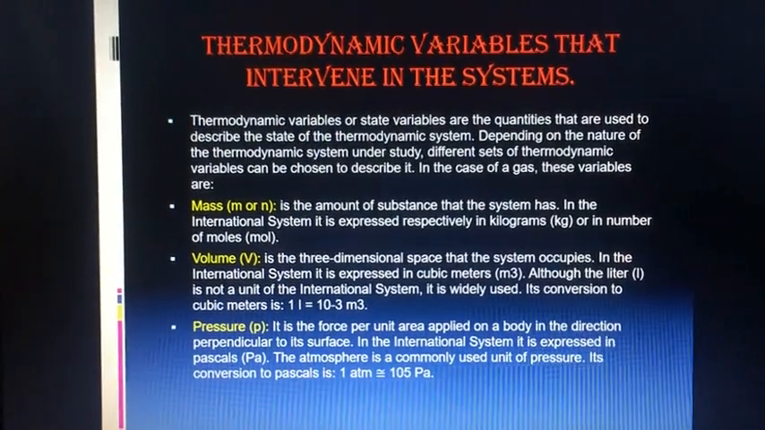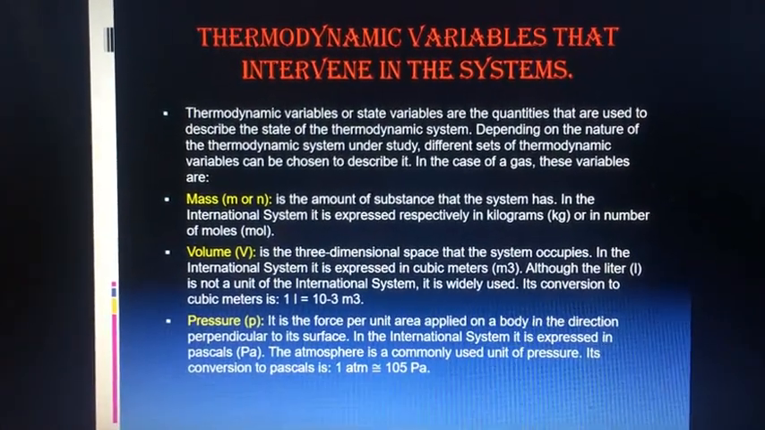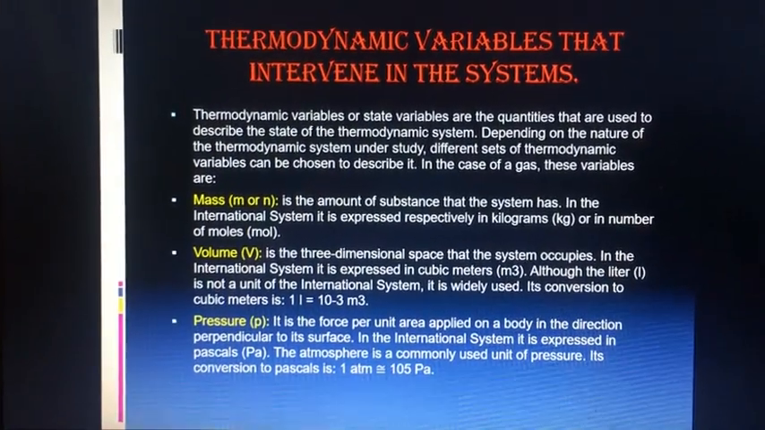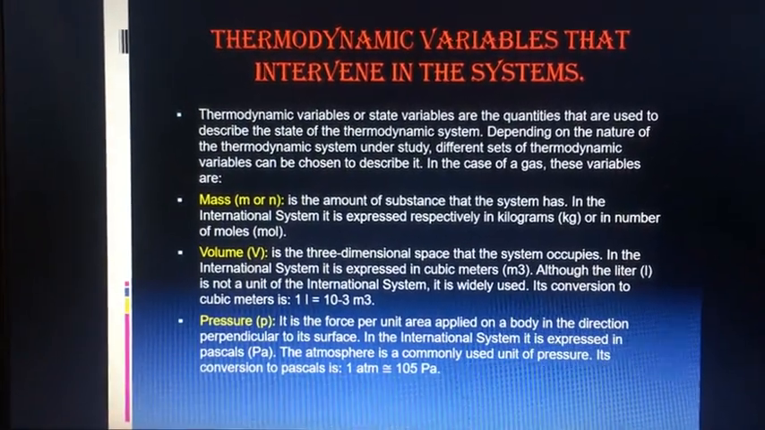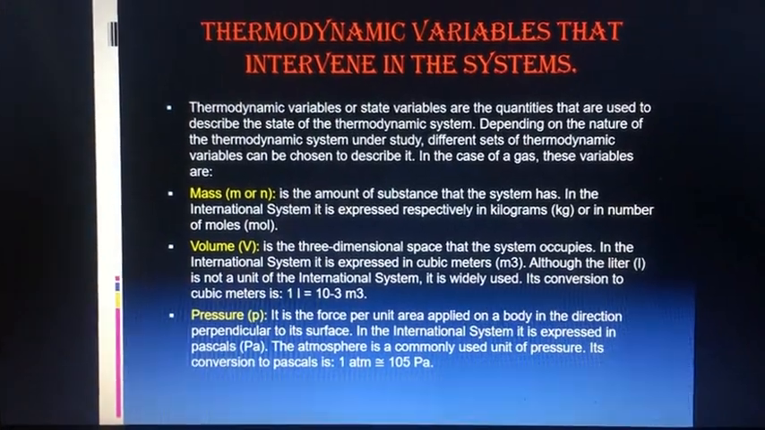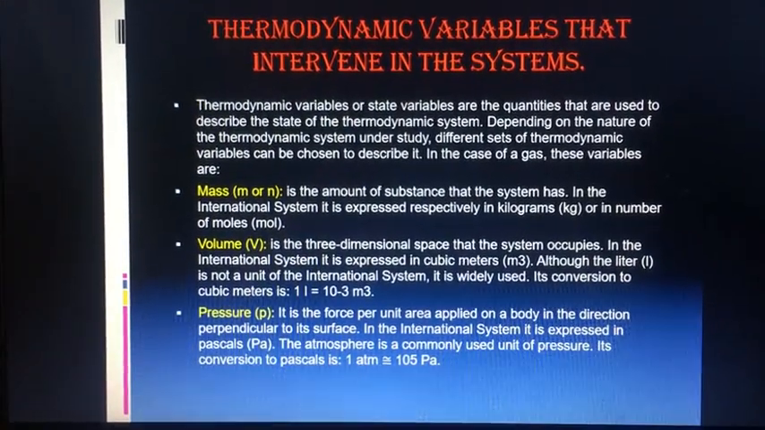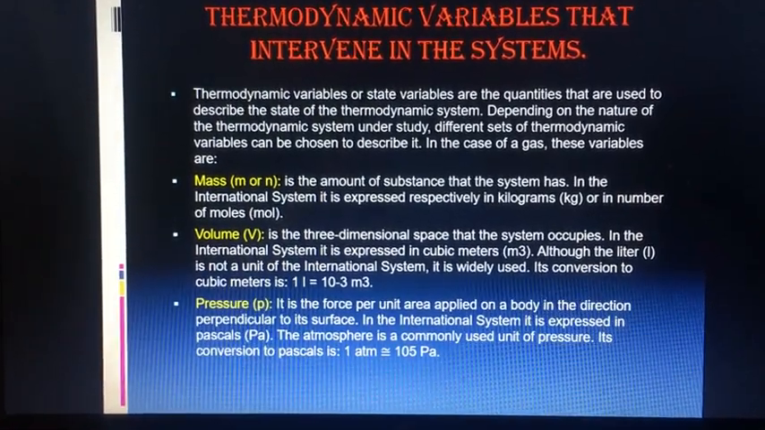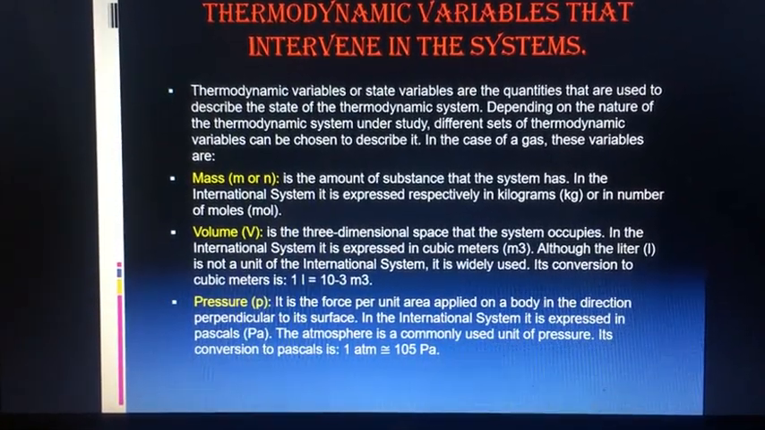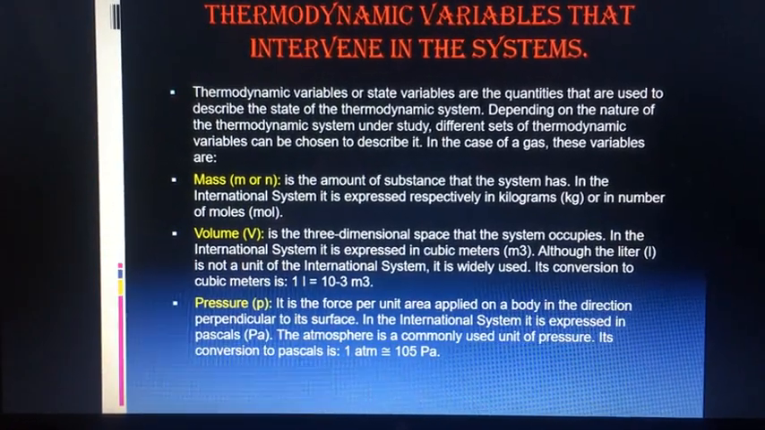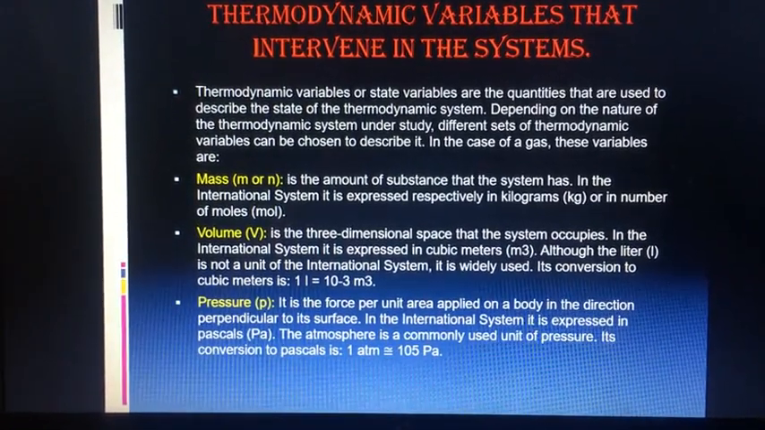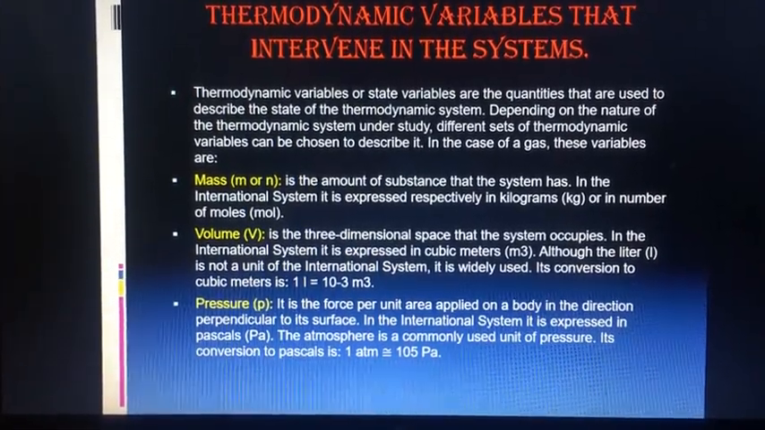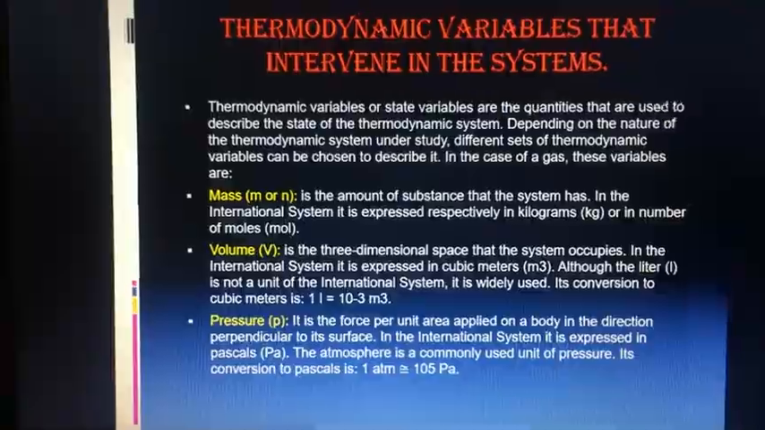Volume is the three-dimensional space that the system occupies. In the international system, it is expressed in cubic meters. Although the liter is not a unit of the international system, it is widely used. Its conversion to cubic meters is 1 L equals 10^-3 m^3.